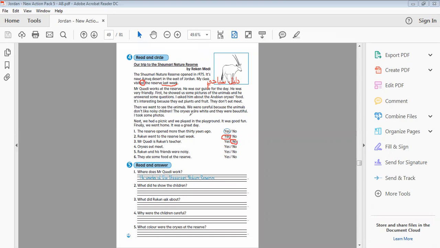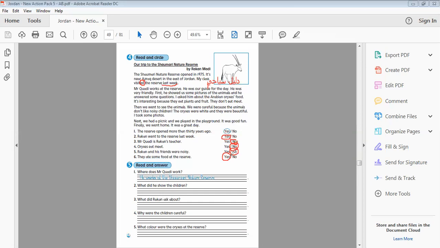Oryxes eat meat? No, they don't eat meat. They eat plants and fruits. So the answer here is no. Rakan and his friends were noisy? No, because the animals don't like noisy children. They eat some food at the reserve. Yes.